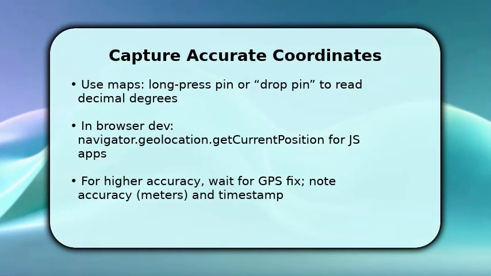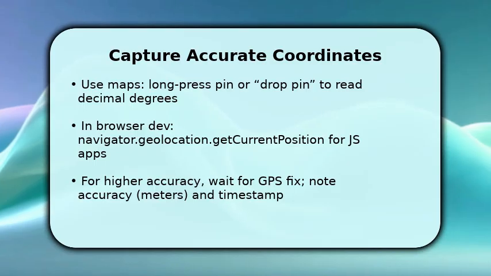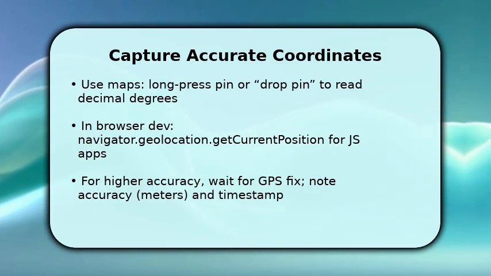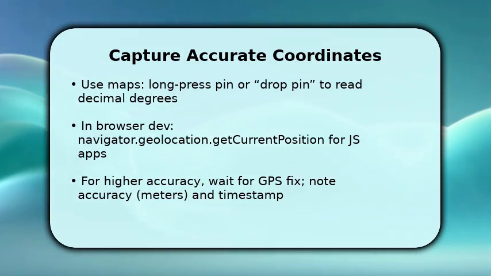You now collect the location itself. In a Maps app, drop a pin or tap the location marker to view decimal coordinates, copy them. For web or custom apps, call Navigator.geolocation.getCurrentPosition or watchPosition to retrieve coords, accuracy, and timestamp. This helps you know reliability.